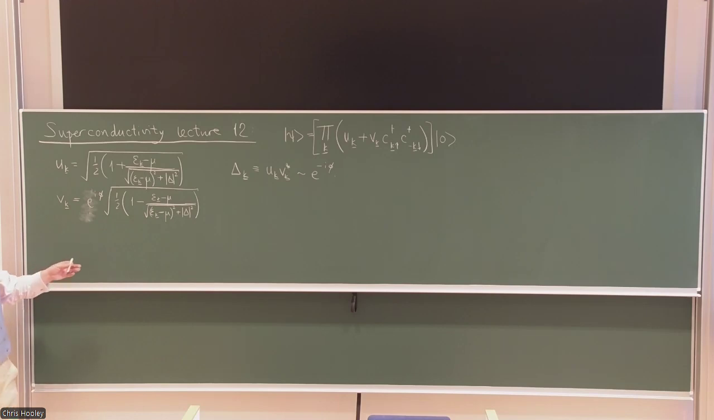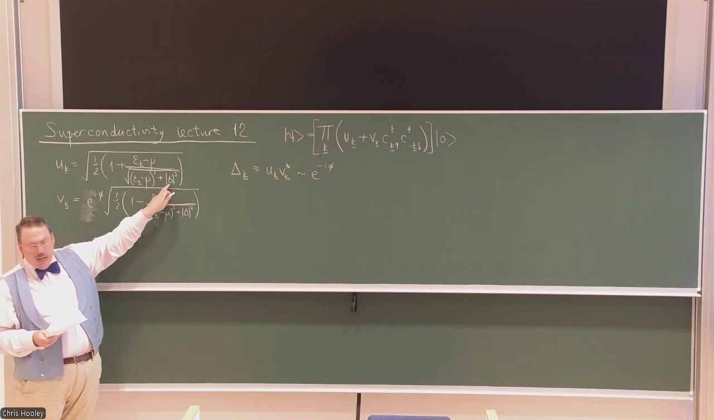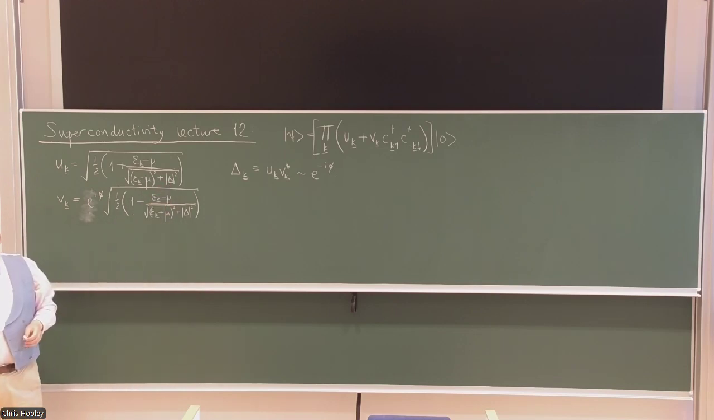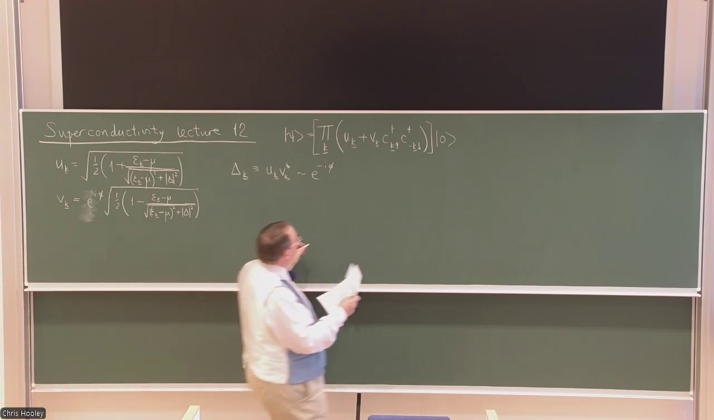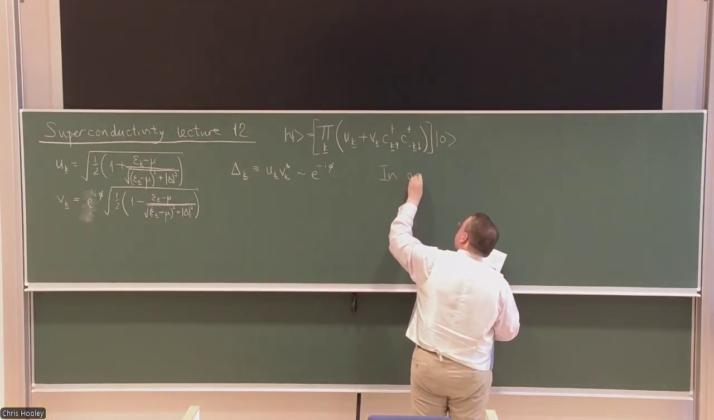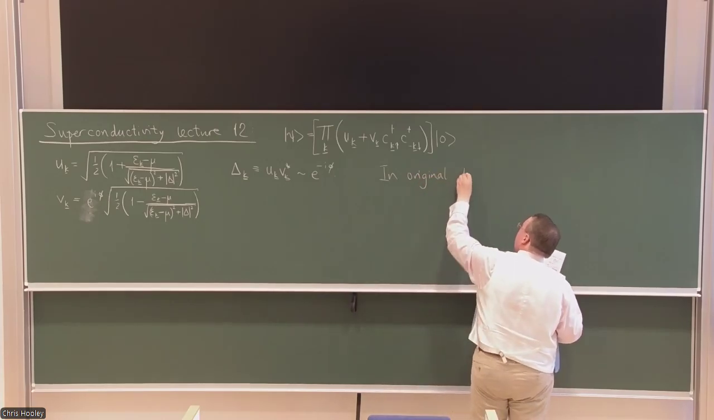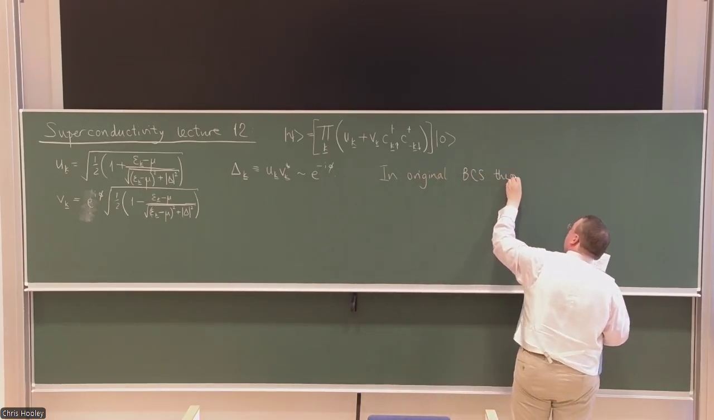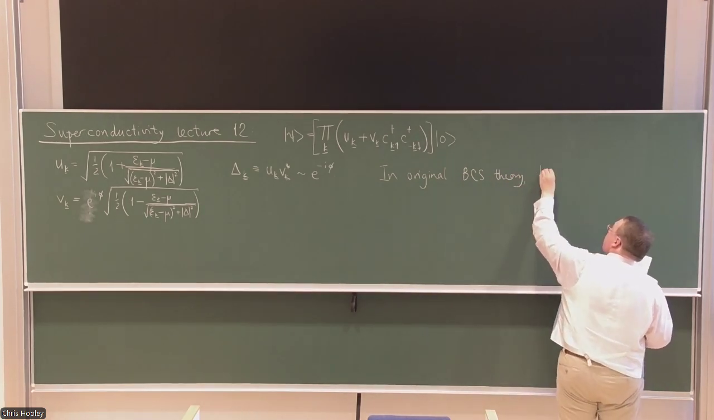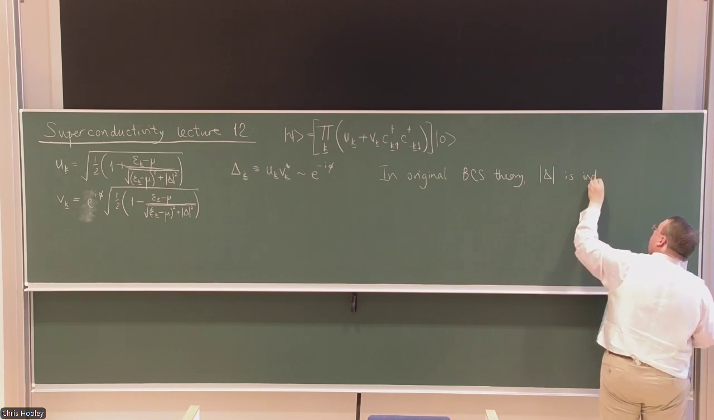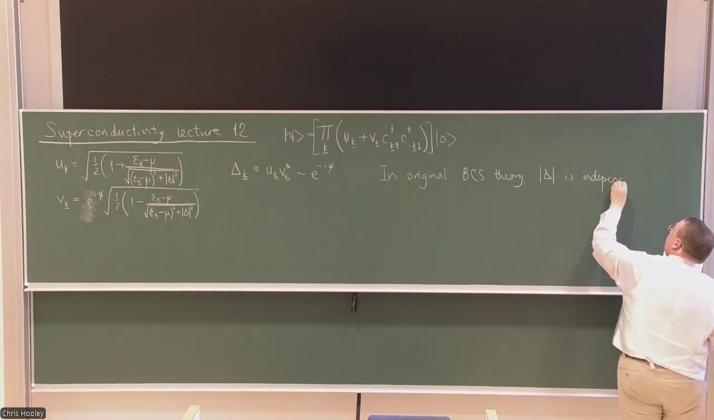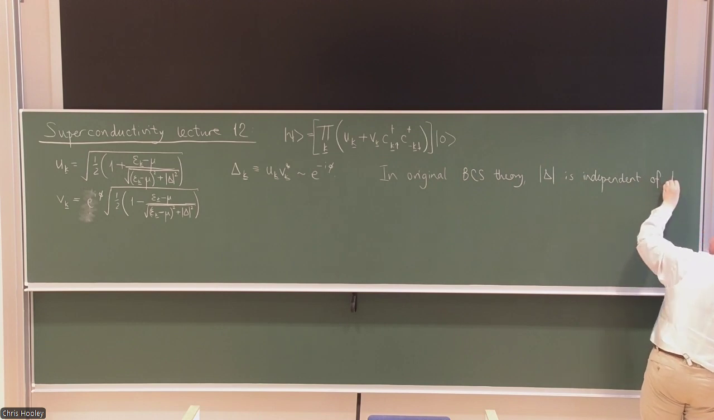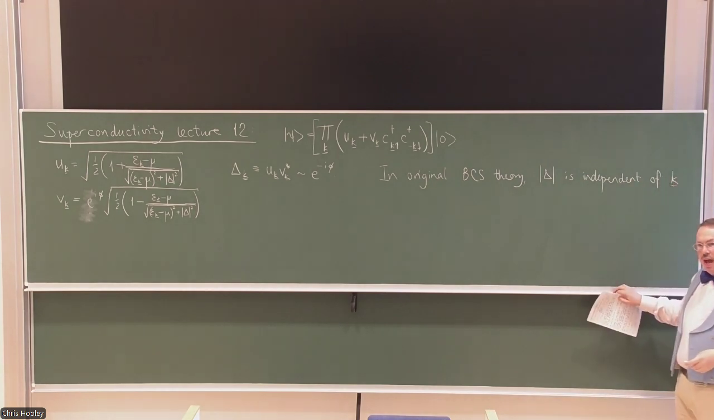In the theory that we've developed so far, this delta is the same irrespective of which K point we're talking about. So in original BCS theory, mod delta is independent of K. And that sort of makes sense. Our Fermi surface is completely isotropic. Our pairing interaction is completely isotropic. Why would it choose to make a superconducting state where delta varied with K?